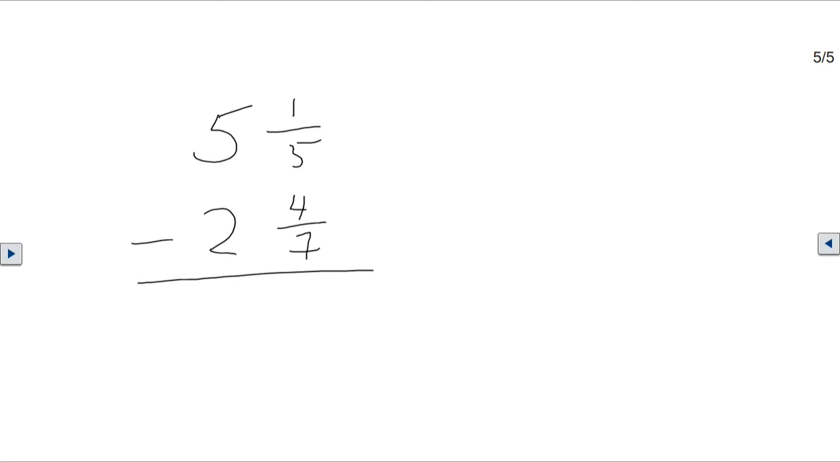Okay, so again, I'm going to write them vertically, just like, again, back to elementary, right? We learned to say 32 minus 18. We wrote them vertically. Okay, and we'll get back to that here in a second. All right, so we need common denominators when we subtract. So we're going to make that 7/35.